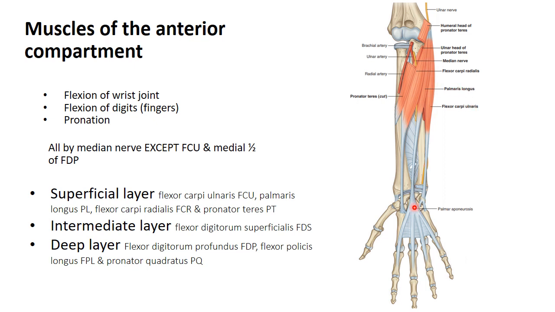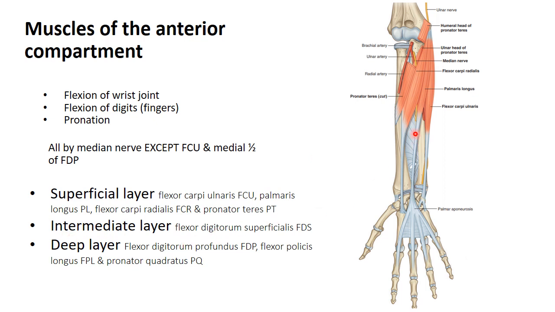Flexor carpi ulnaris. Palmaris longus is related to the palm, and longus means the long one. Flexor carpi radialis is the opposite of flexor carpi ulnaris. It flexes the wrist on the radial side. And lastly, pronator teres. Pronator means it pronates the forearm.